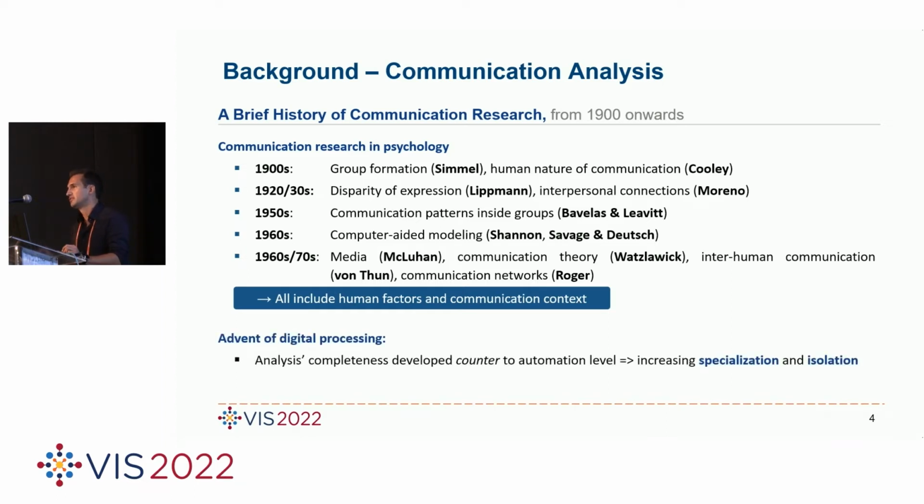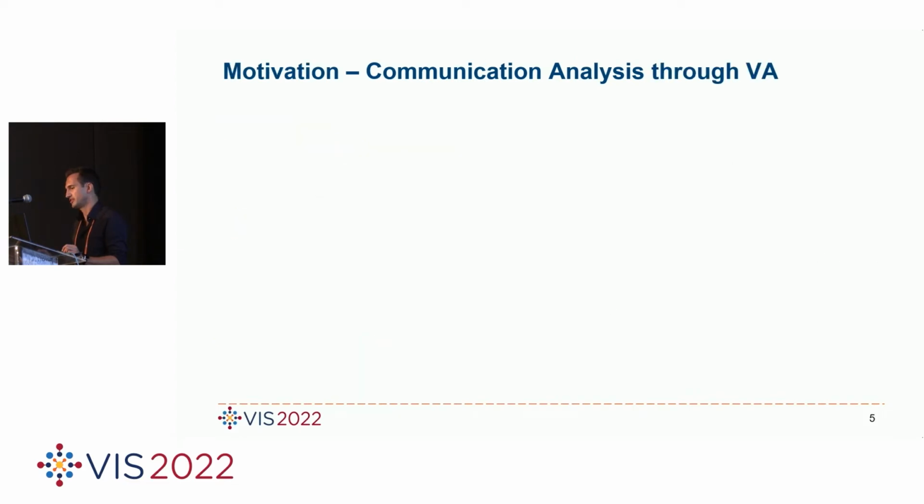When we look at the last 30 years in the advance of digital processing, there's something interesting which we can note. With digitalization, we really developed more of the analysis completeness, and this developed counter to the level of automation. So we achieve increasing specialization, but also isolation. And this is evident when we look at current approaches, because very few approaches really support a holistic view on communication analysis, which is in contrast to classical communication research.